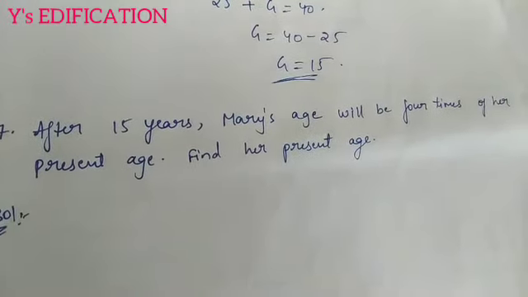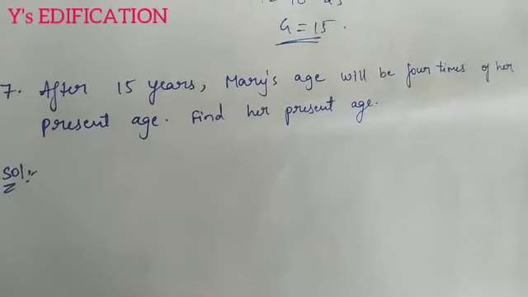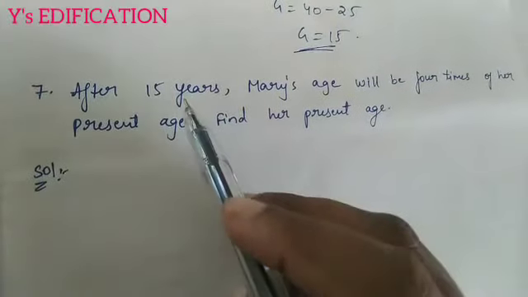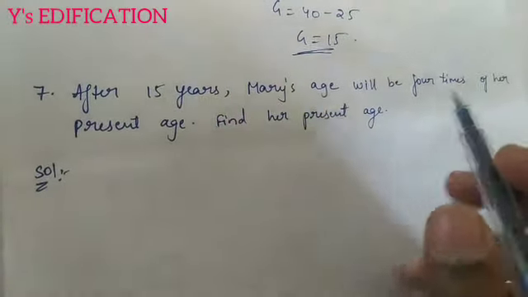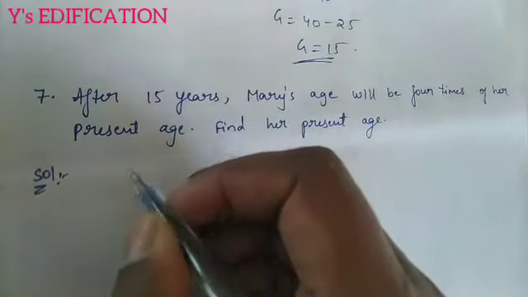After 15 years, Mary's age will be 4 times her present age. Find her present age. Okay. So what is given in the question? After 15 years, Mary's age will be 4 times her present age. Find her present age. So we have to find the present age.